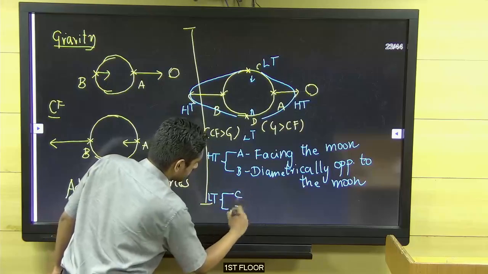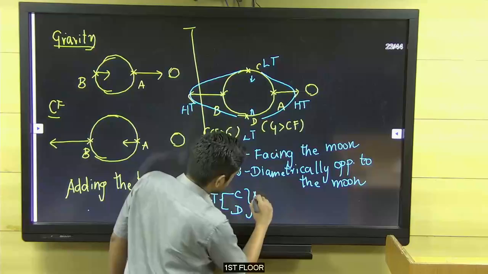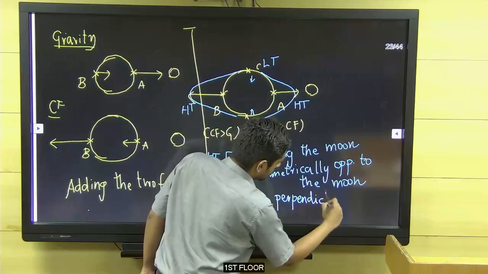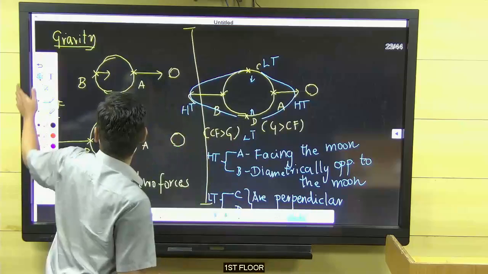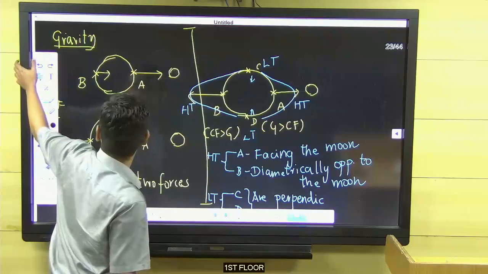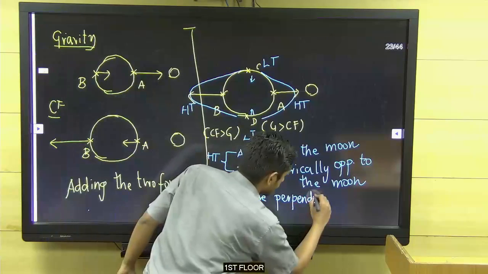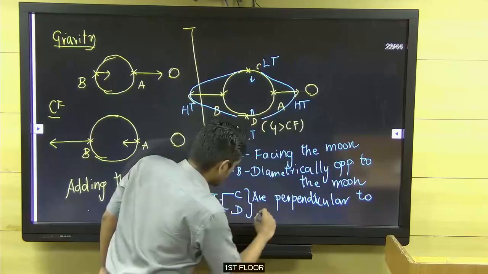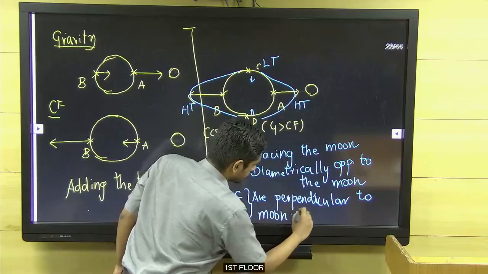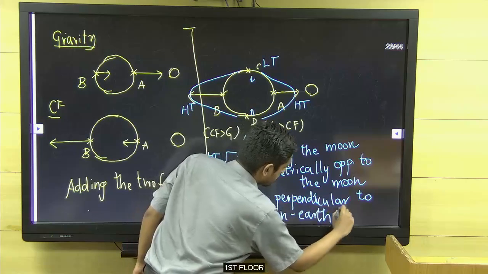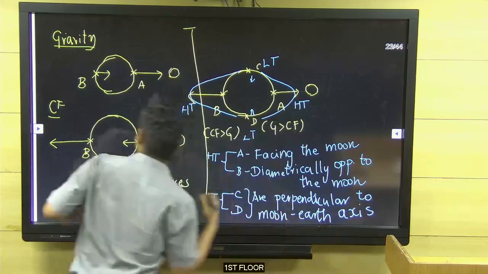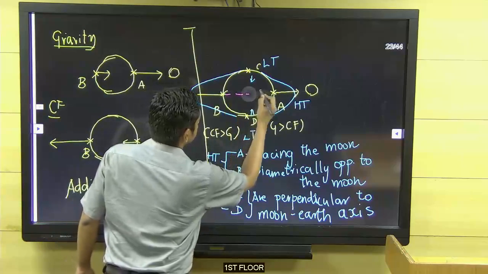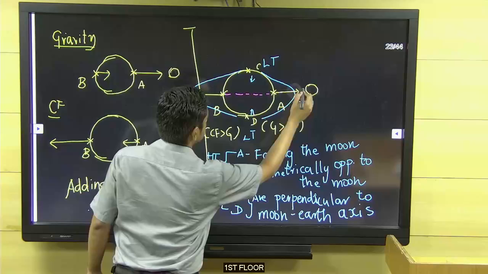Point C and D, which are perpendicular to moon-earth axis. This is moon-earth axis. I'll use a pink color line. This is moon-earth axis connecting this point.